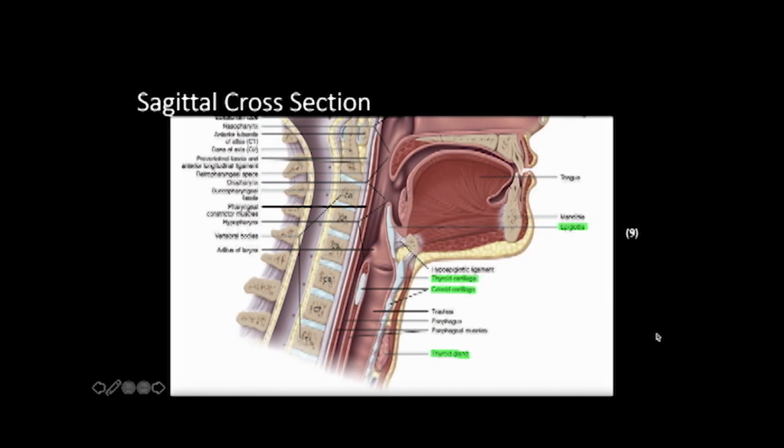Next, we're going to look at a sagittal cross section to help understand where the cartilage of the larynx is. To orient ourselves, start with the epiglottis, which is the most superior, and you can see how it can close when you are swallowing to cover the trachea. Next, you have your thyroid cartilage, then your cricoid cartilage right here. This is the one that wraps around the entire trachea, and finally, you have your thyroid gland down here.